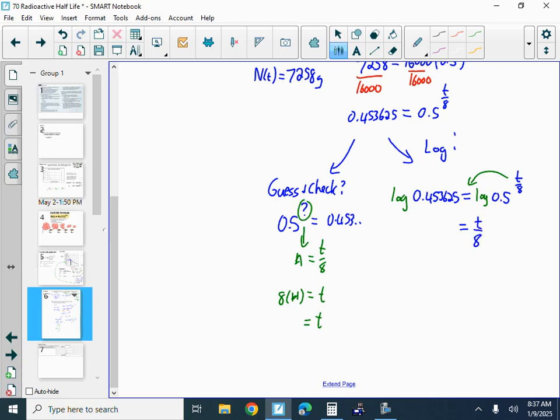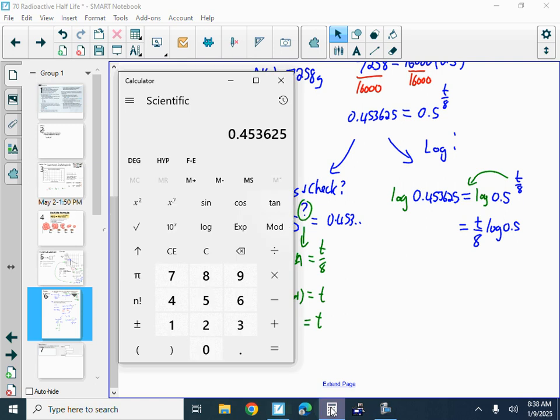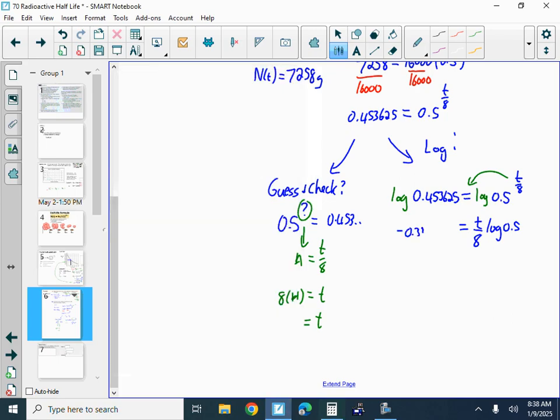So this gives us t over 8, and then the log of 0.5 is still there to be done. And here, the actual log of 0.45365 has to happen. I think this calculator is reverse logic, so I'm going to clear, type in my 0.45365 number, and do log of it. So I hit the log button. Okay, that gave me a number of negative 0.343 dot, dot, right? And then we'll carry that number down here.